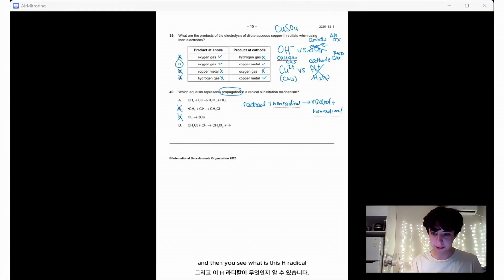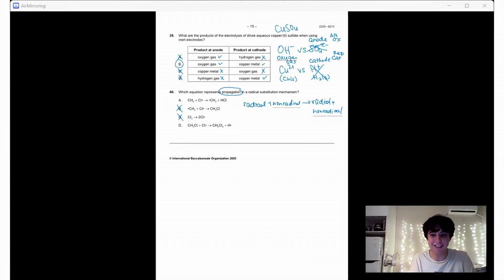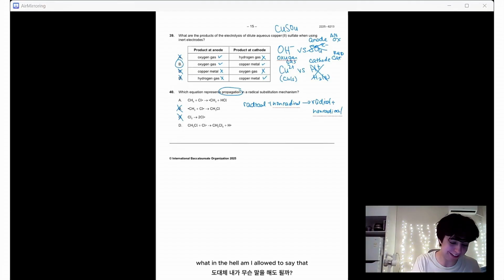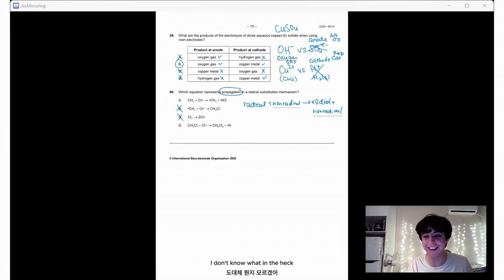And then you see, what is this H radical? What in the heck? That's disgusting. In general, in this reaction you have CH3Cl, and you're exchanging a hydrogen for a chlorine. That's not what's happening. That's gross. I don't even know if that's possible.